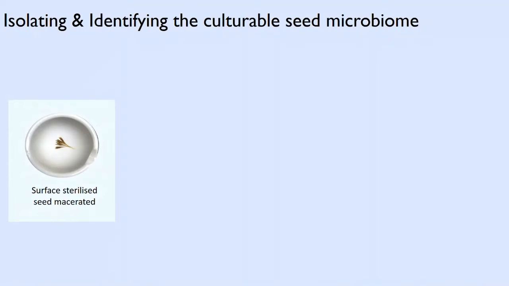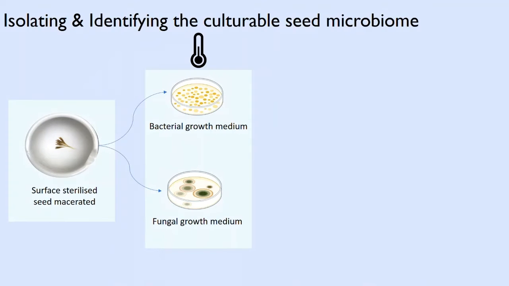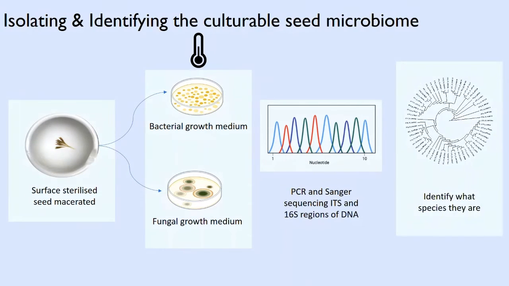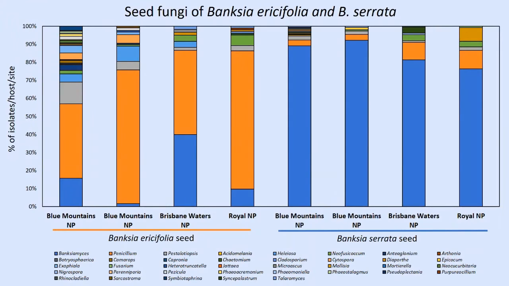To isolate and identify the fungi and bacteria from the seed, I surface sterilise and macerate the seed, and the homogenate is plated onto growth media and incubated. From each pure culture, I extract the DNA and undertake PCR and Sanger sequencing. And the resultant DNA sequences allow me to use phylogenetics to identify what species of fungi and bacteria are present. So excitingly, there was a diverse microbial community within the seed of all hosts.